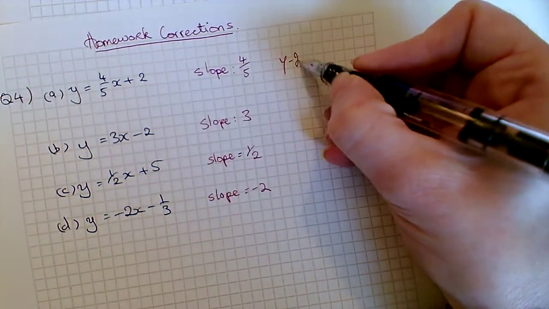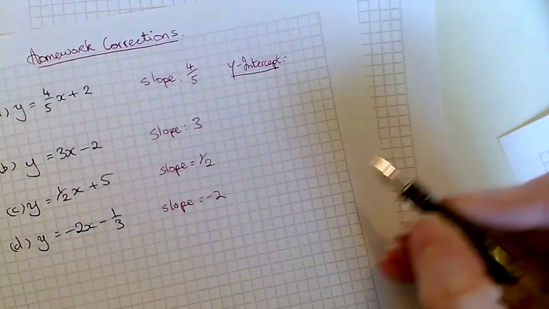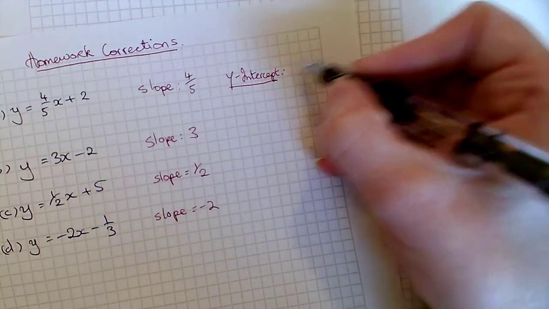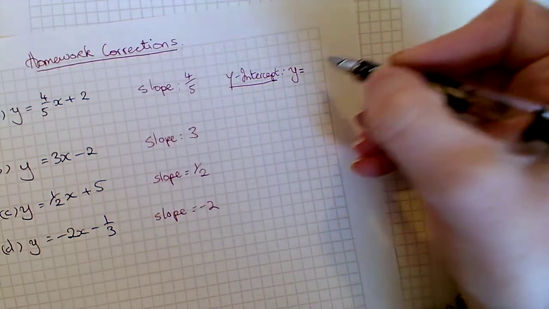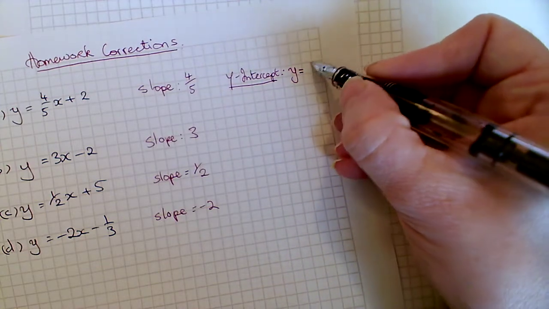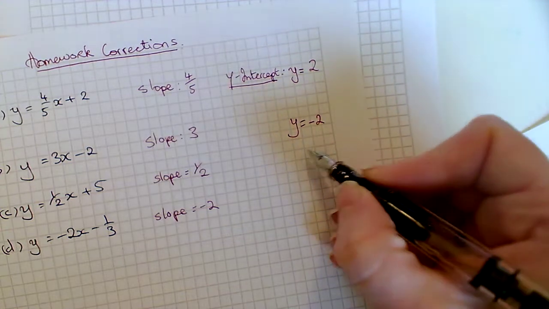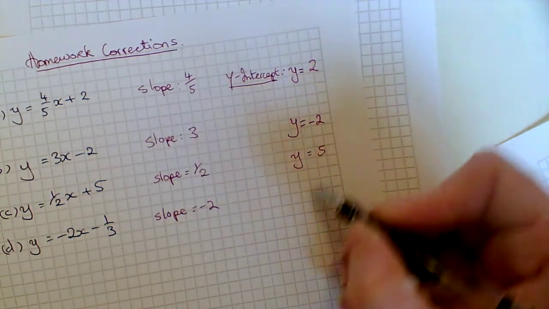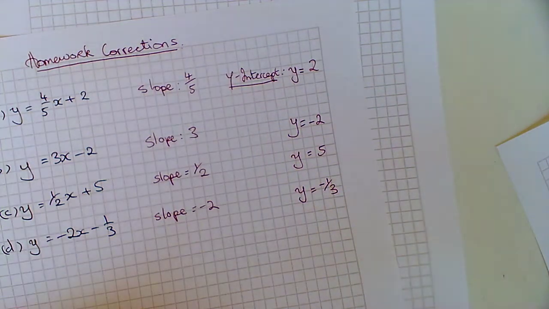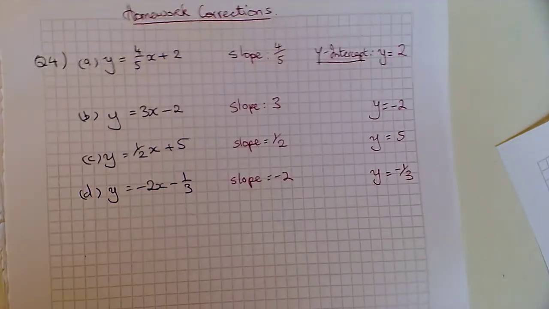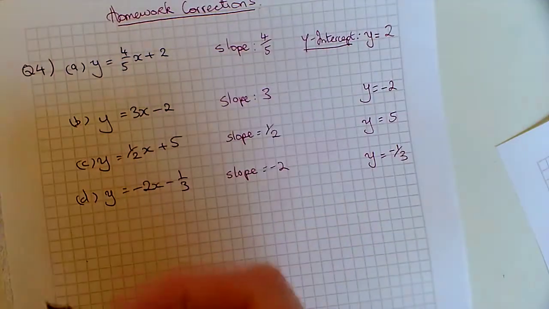And then my y-intercept. I said we don't have to write down the point, so you can write it either in the form y equals, or you can do 0, the y value. So this is y equals 2, y equals -2, y equals 5, and y equals -1/3. Okay, now for question 5, you have to do some graphing.